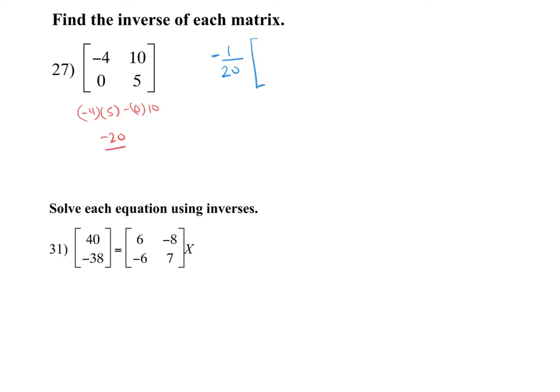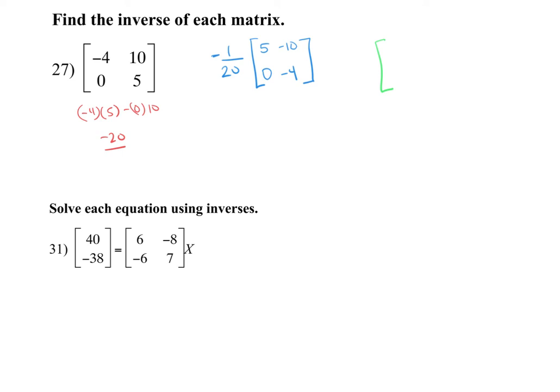Then I am going to say 1 over negative 20. And I am going to switch my first diagonal. So I'm going to make the 5 up in the top left, the negative 4 in the bottom right. And then I am going to negate the other diagonal. 0 does not negate, so we don't have to do anything there. 10 is positive, so I will make him negative. By negate, I just mean change the sign of that second diagonal. Whatever the sign is, make it the opposite. And then you are really just multiplying through.